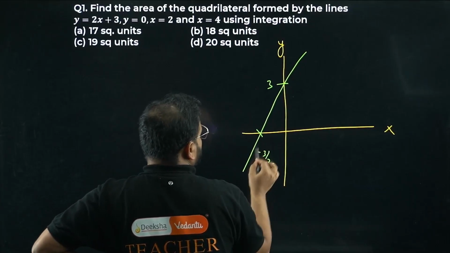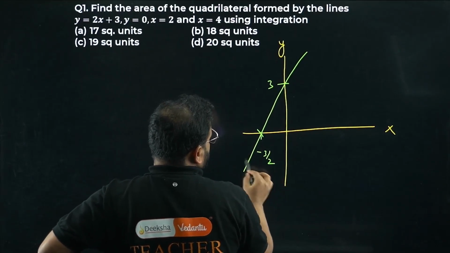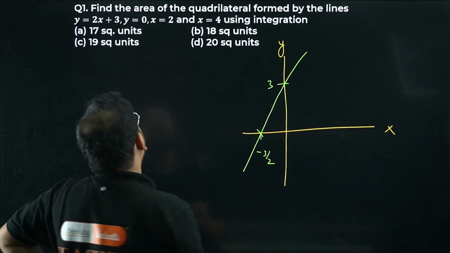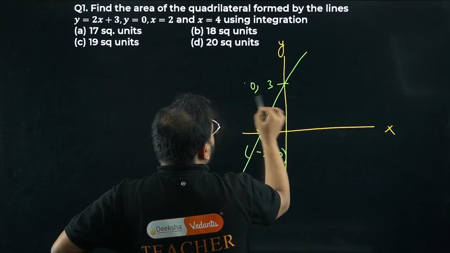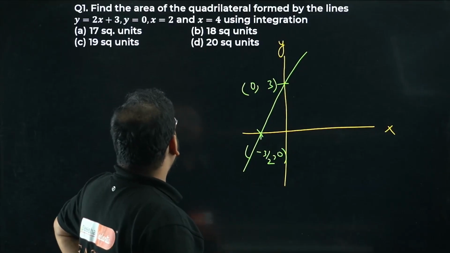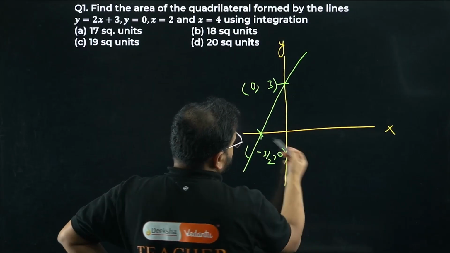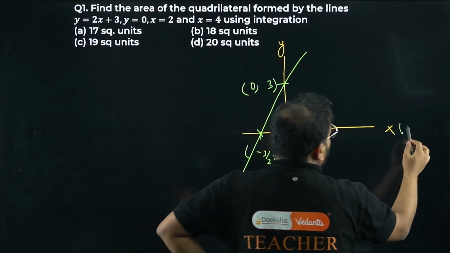Okay, this point is minus 3 by 2, of course, y equal to 0 means minus 3 by 2 comma 0. Here, sir, 0 comma 3. Not a problem. This is the first line, y equal to 2x plus 3. Y equal to 0 is the x-axis. This is the y equal to 0 line.